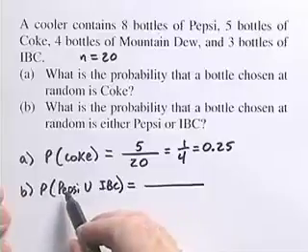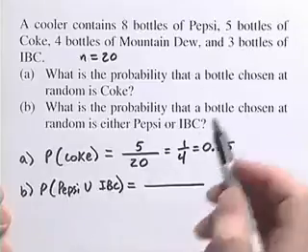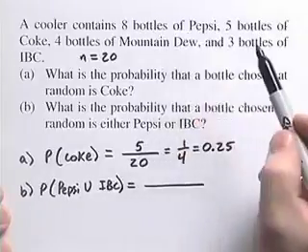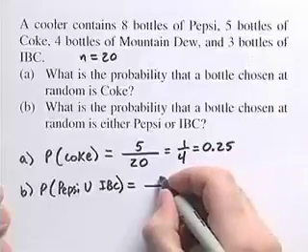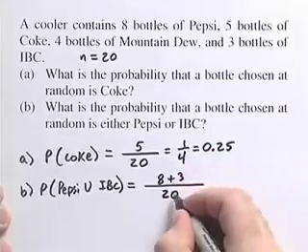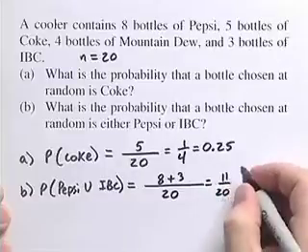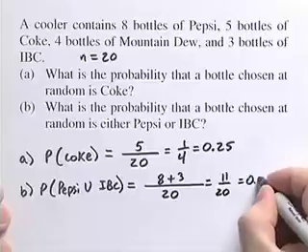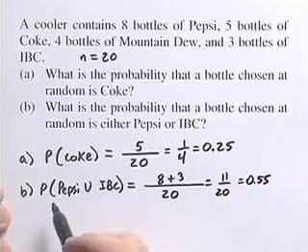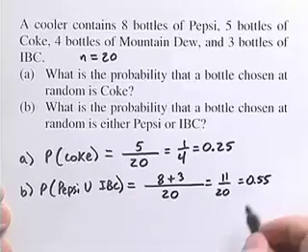Since they can't be both Pepsi and IBC at the same time, they're mutually exclusive, so we just add up the number for Pepsi and the number for IBC. There are 8 bottles of Pepsi, and there are 3 bottles of IBC, so we'll have 8 plus 3. And again, there are 20 total bottles to select from. This gives us 11 divided by 20, which is equal to 0.55. So the probability that a bottle chosen at random is either Pepsi or IBC is 55%.